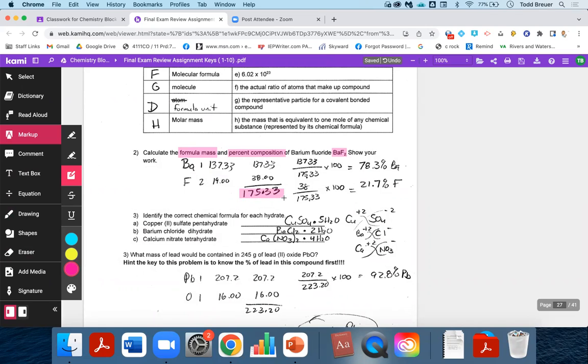The formula mass is the whole that we compare the parts to. So the part out of 175.33, only 137.33 comes from barium. And out of that, only 38 of that comes from fluorine. And that's how we turn this into percentage then. The part from barium compared to the whole amount, the formula mass, times 100, 78% barium. We do the same thing for fluorine. Right, part divided by whole, 21% fluorine.